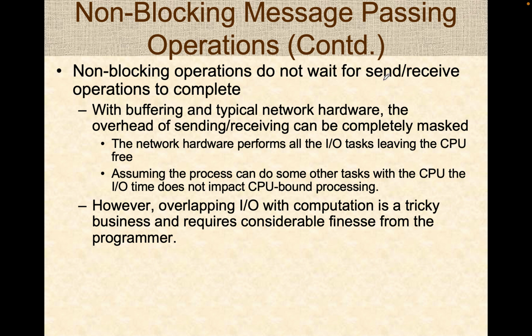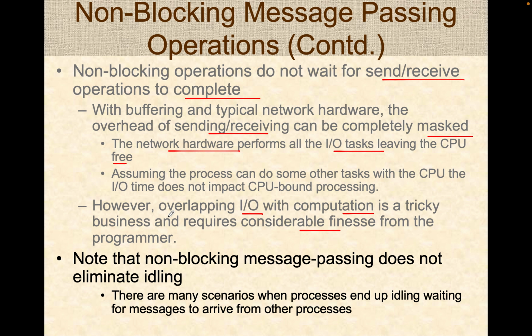Non-blocking operations do not wait for send and receive operations to complete. So with buffering and typical network hardware, the overhead of sending and receiving can be completely masked. That means it will almost feel like you have a zero cost for sending messages when done right. And also here, the modern network hardware is capable of performing all input-output tasks, leaving the CPU free for doing computation. However, accomplishing this overlapping of I/O with computation to maximize performance is still tricky and requires considerable thought and optimization from the programmer.